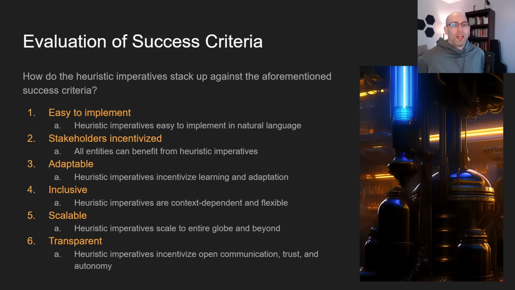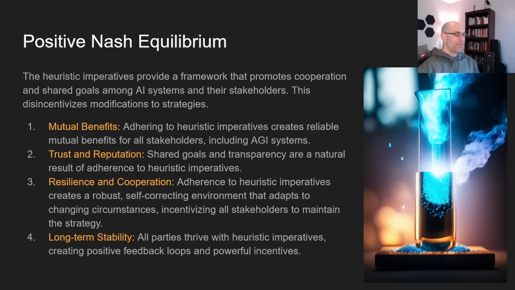And then finally, the heuristic imperatives encourage transparency, because they incentivize open communication, trust, and autonomy. But above and beyond that, they are transparent in that if everyone abides by them, everyone knows that everyone is playing by the same rules. Now, that being said, in the previous video, I did address the Byzantine generals problem, which is that you might have agents in the system that are either defective, faulty, or malicious. And this is also addressed by the heuristic imperatives, because what you will do is you will detect when an agent is not playing by the rules, and you will track that. And we'll talk about that in just a moment.